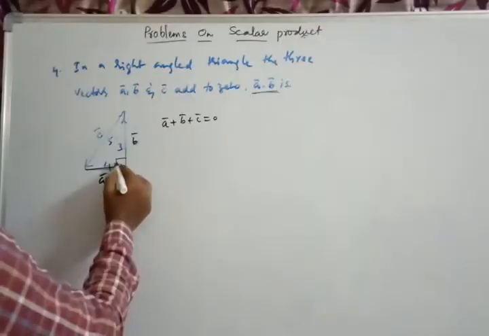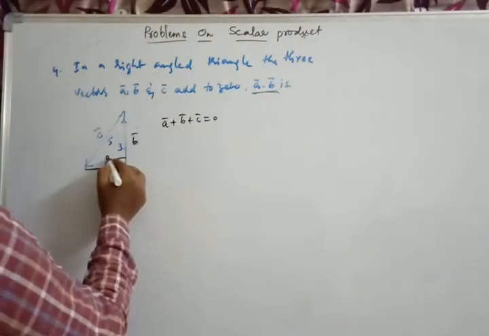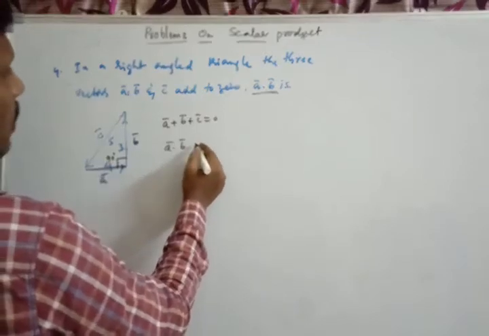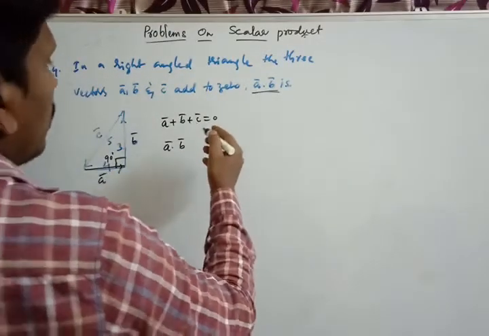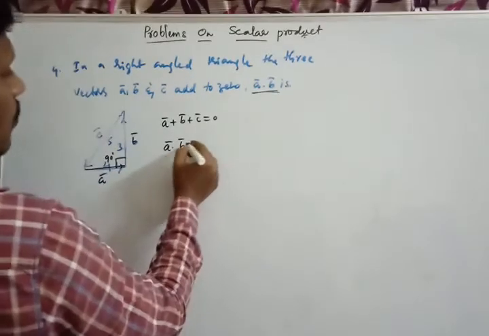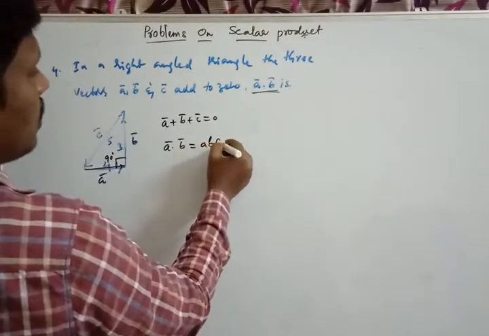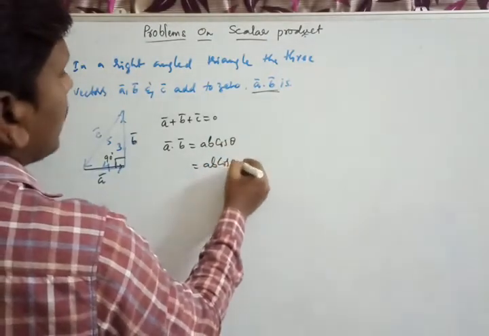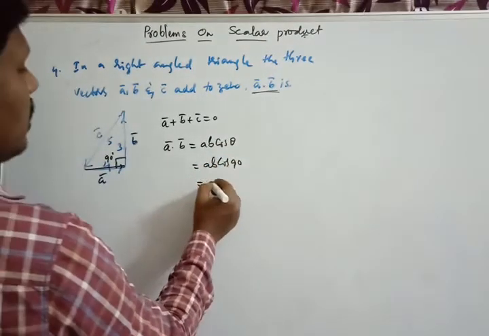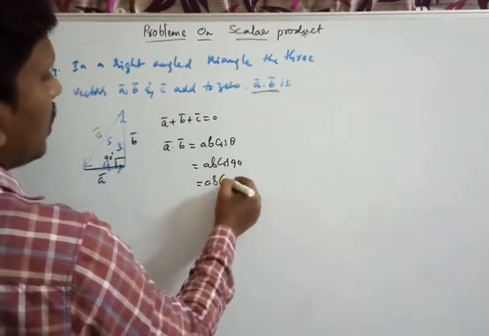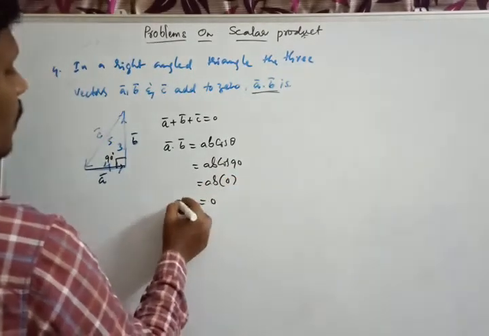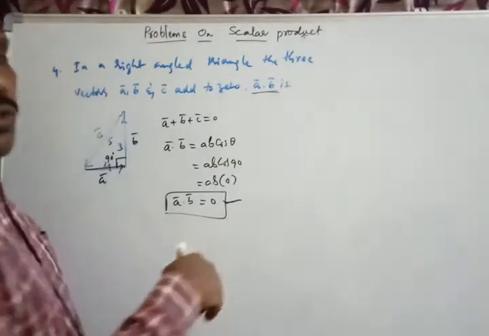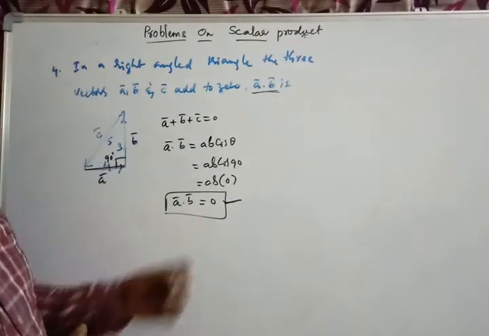This is a right angle triangle, so its angle is 90 degrees. If we go through the dot product of the two vectors, A bar dot B bar is equal to AB cos theta. Here it is AB cos 90, because theta is equal to 90. AB into cos 90 is 0. So A bar dot B bar gives 0.